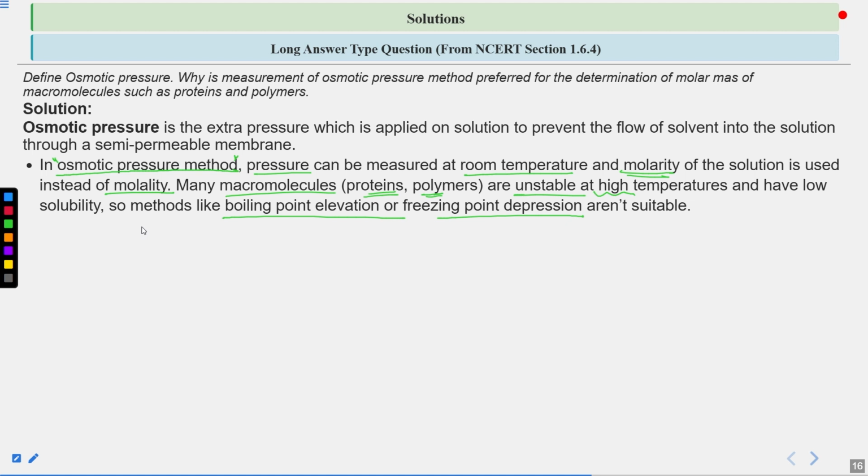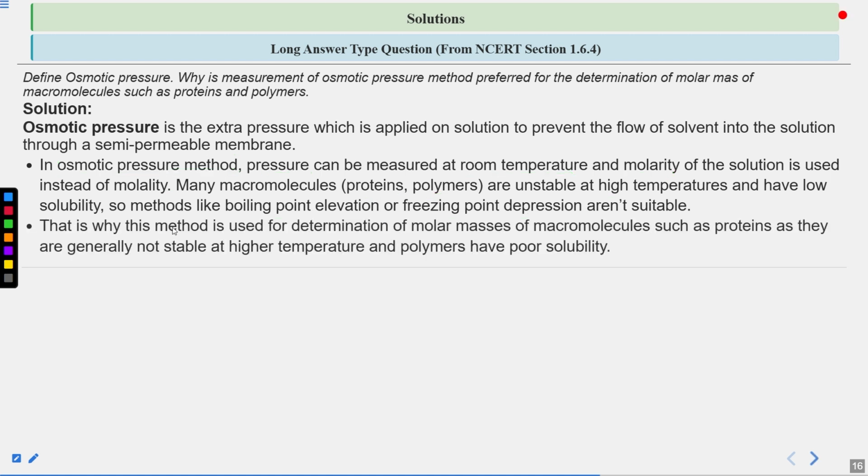So we can't use methods like boiling point elevation or freezing point depression. They are not suitable for the measurement of molar masses of macromolecules. That is why we use the osmotic pressure method for the determination of molar masses of macromolecules, such as proteins, as they are generally not stable at higher temperature, and polymers have poor solubility at high temperature. They show poor solubility and they are also not stable.